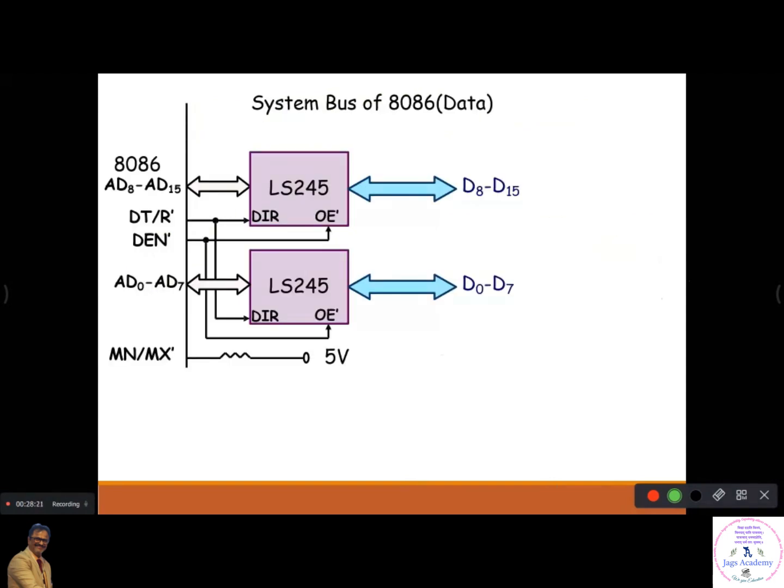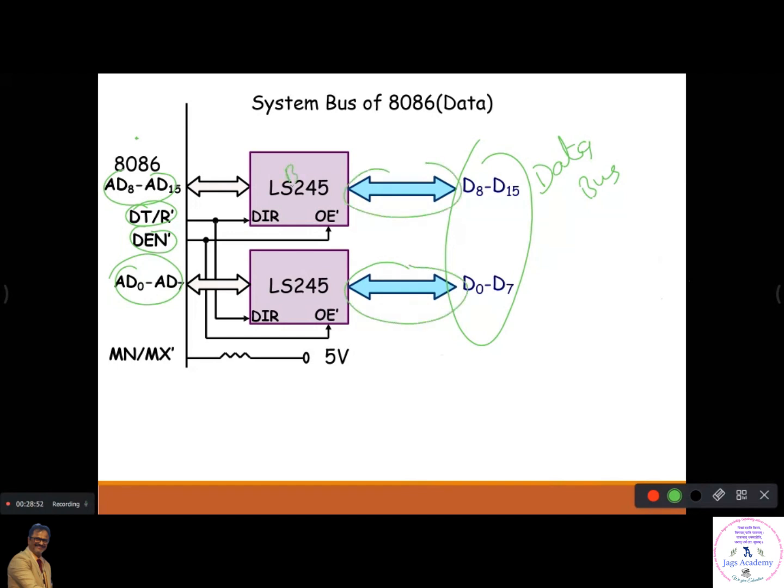See here. Once again, why 2 here? Because it's once again octal, because you have AD0 to AD16, right? AD0 to AD16, this is the microprocessor side. It makes use of data enable and data transmit/receive. And on this side you have only the data bus. This is only the data bus, and this is bidirectional. Just have a look at this. This is bidirectional. And what is this? This is your buffer.